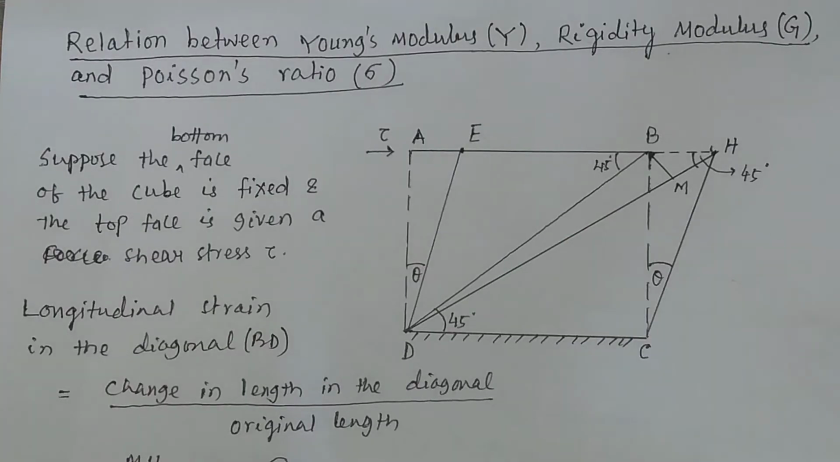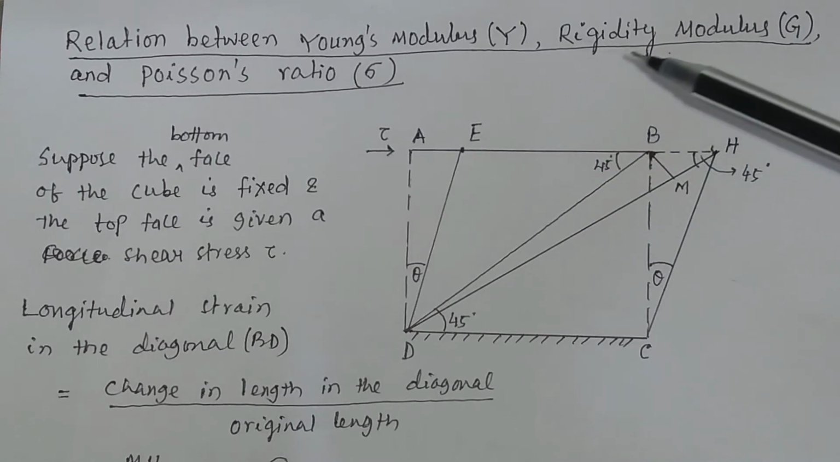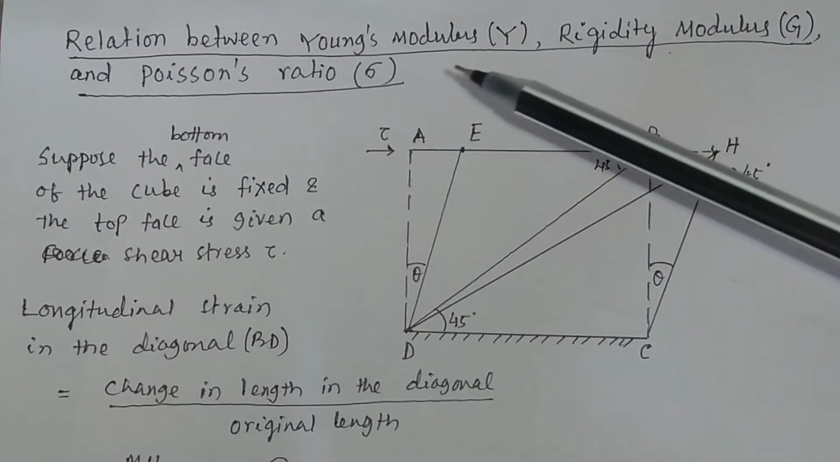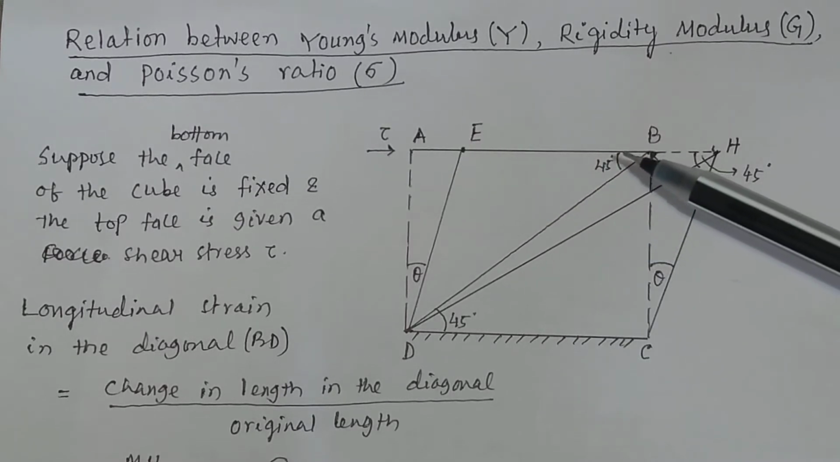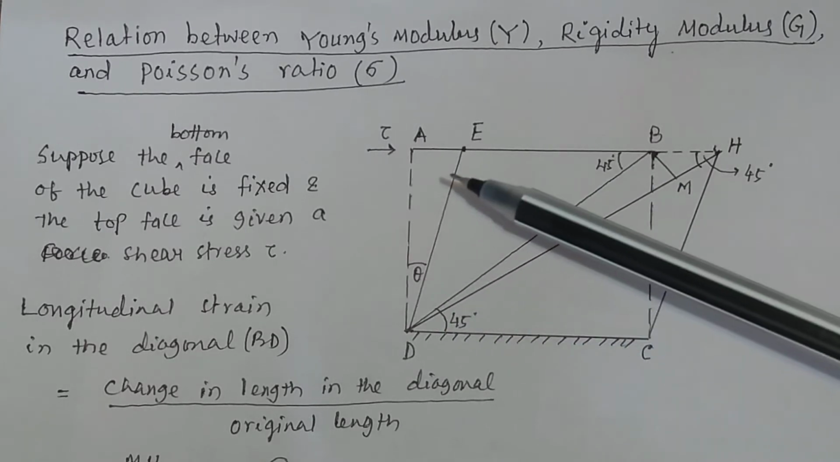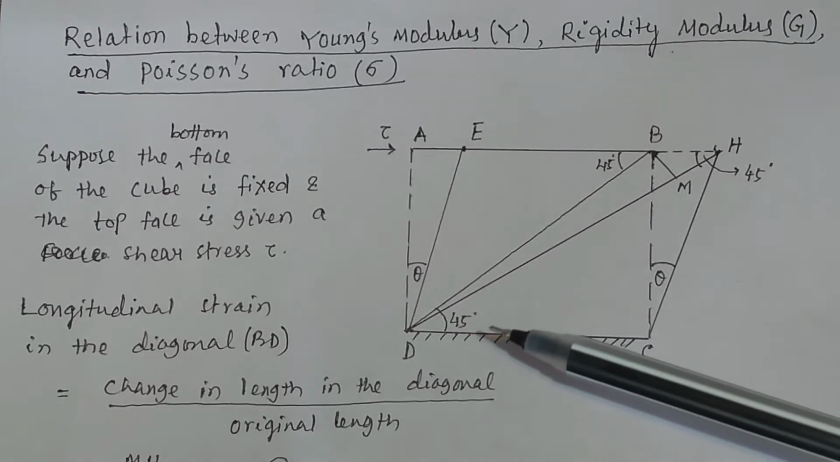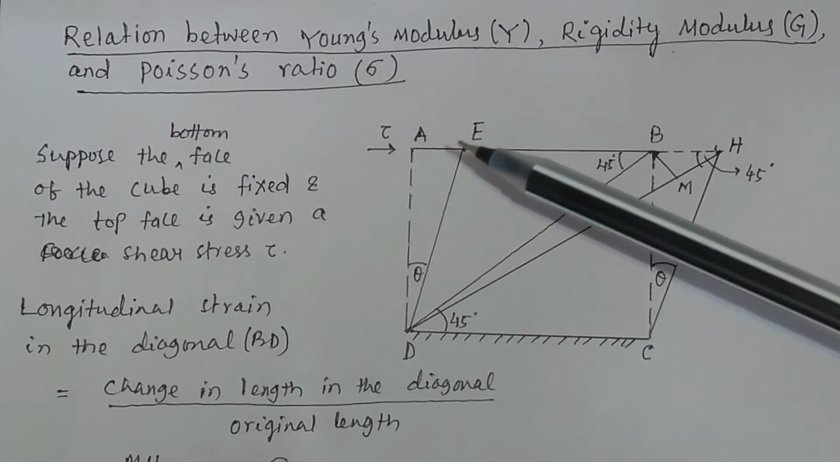Now we will derive a relation between Young's modulus Y, rigidity modulus G, and Poisson's ratio sigma. You consider the same cube, and this is one face of the cube. ABCD is one face of this cube, and suppose the bottom face of the cube is fixed and the top face of the cube is given a shear stress tau.